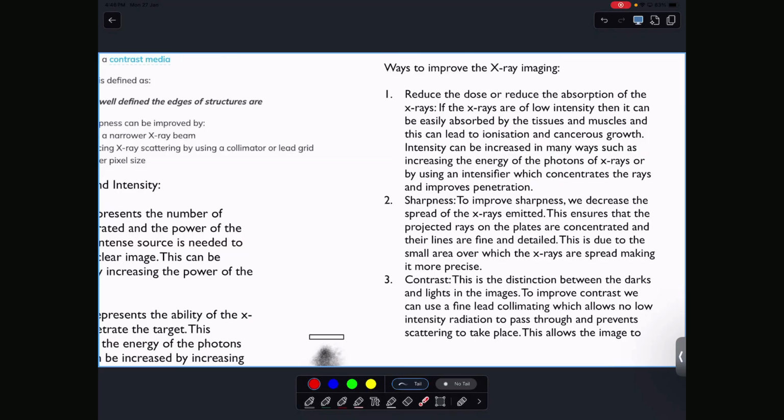Another thing we use is an intensifier. It basically takes the X-rays and concentrates them to a small point. So instead of all of them coming out spread out, they come out from a smaller range. This is also made up of lead.